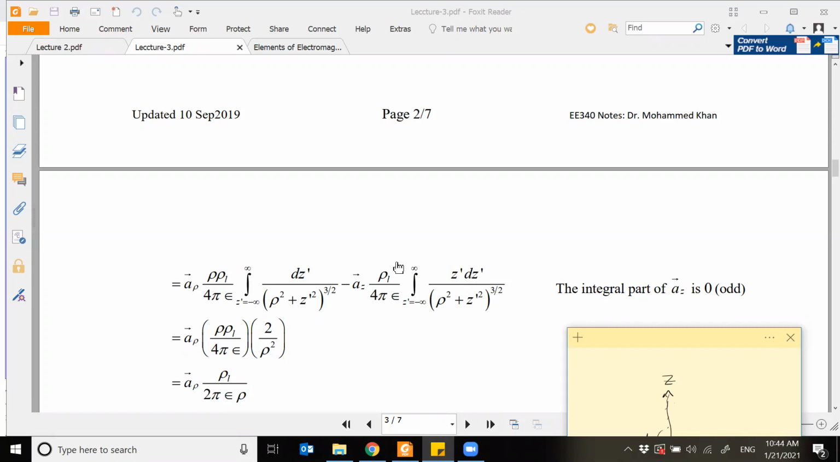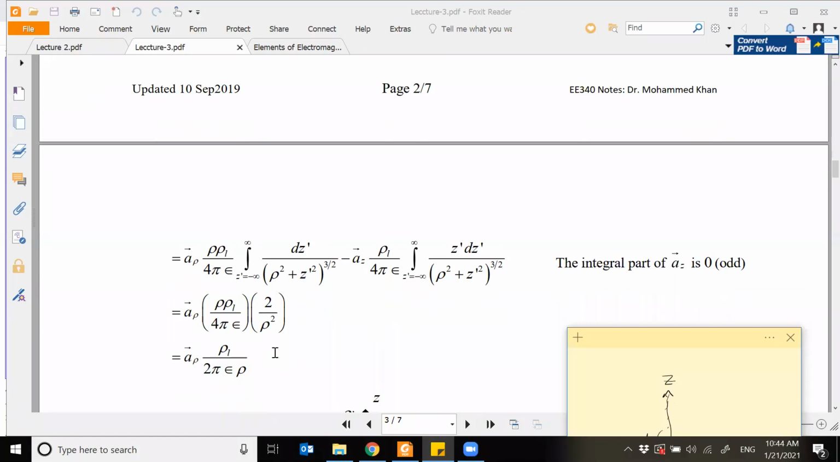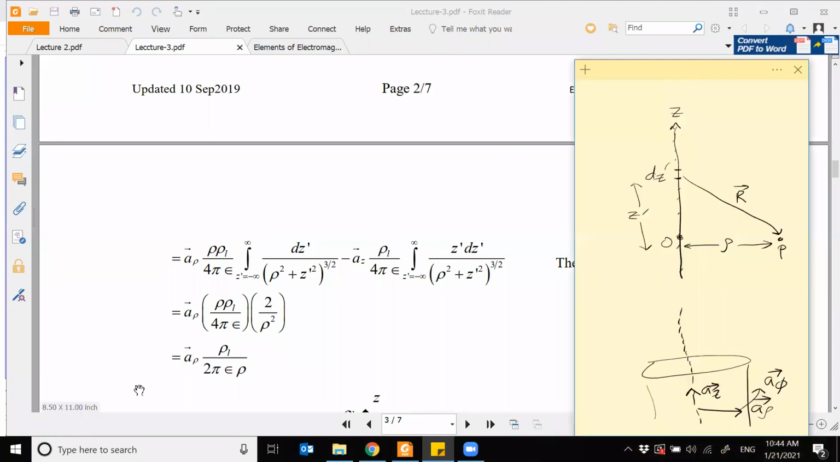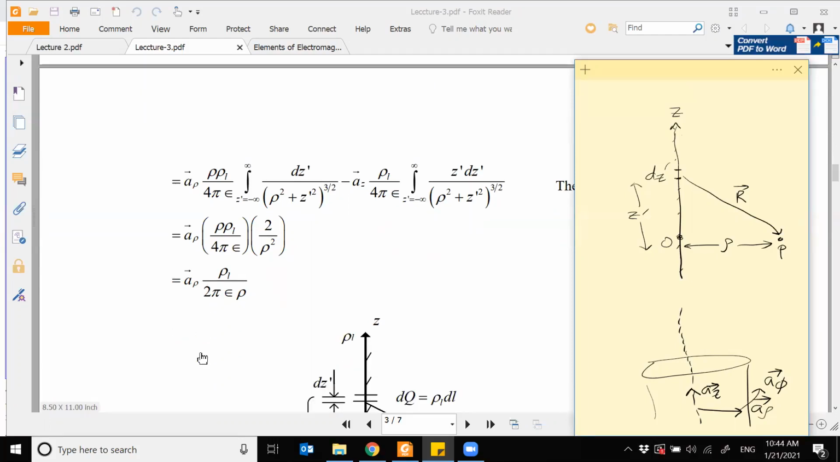So your az component vanishes, and the integration of this will become 2 over rho square. And if I simplify this, then I will get the expression for the line charge of infinite length and straight as rho L over 2 pi epsilon rho.